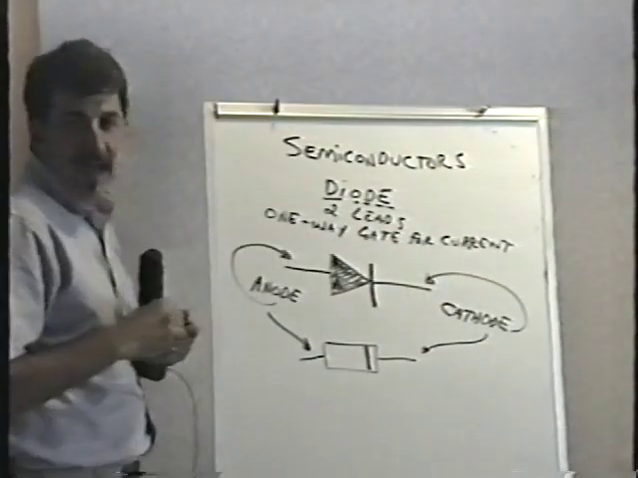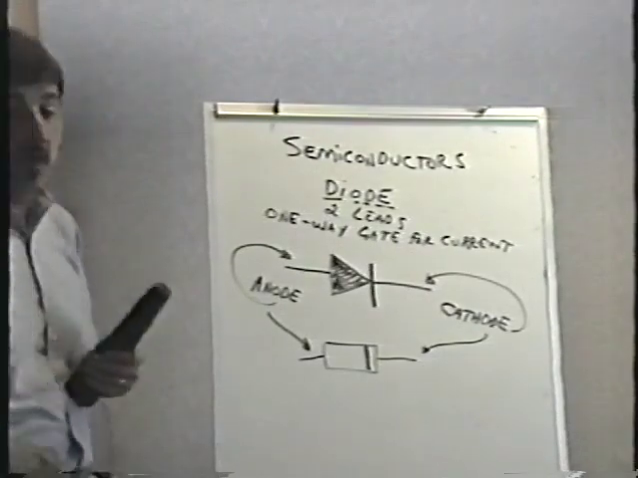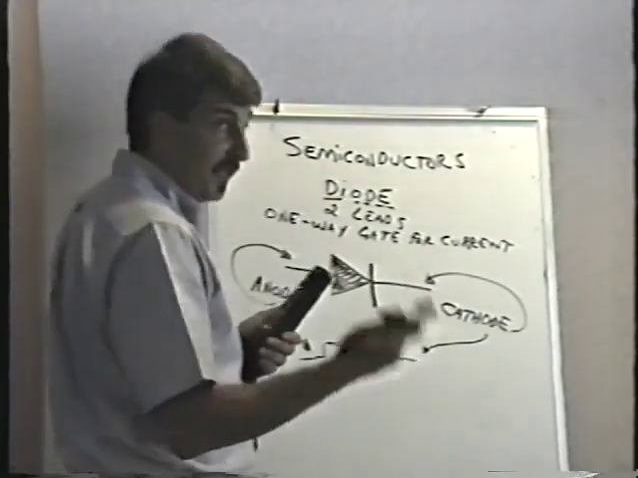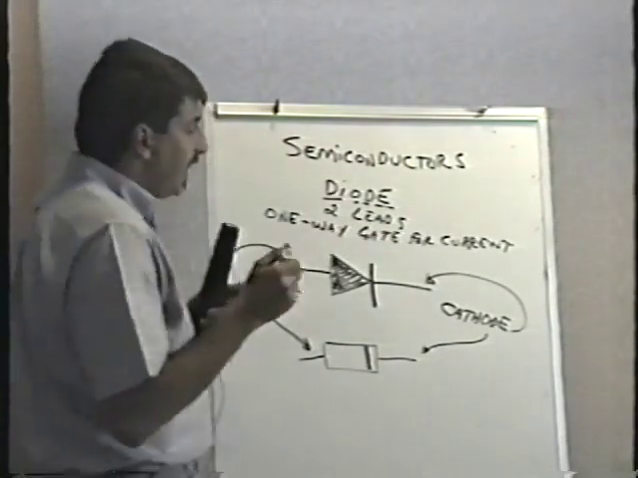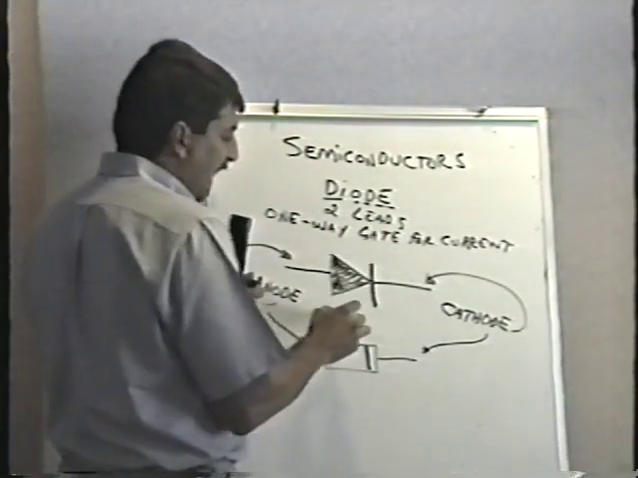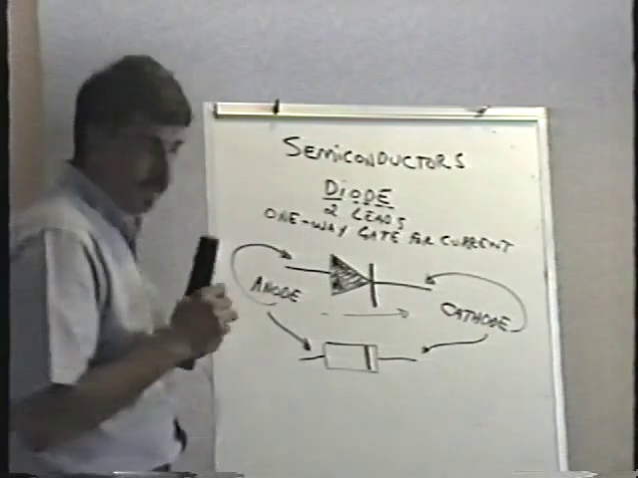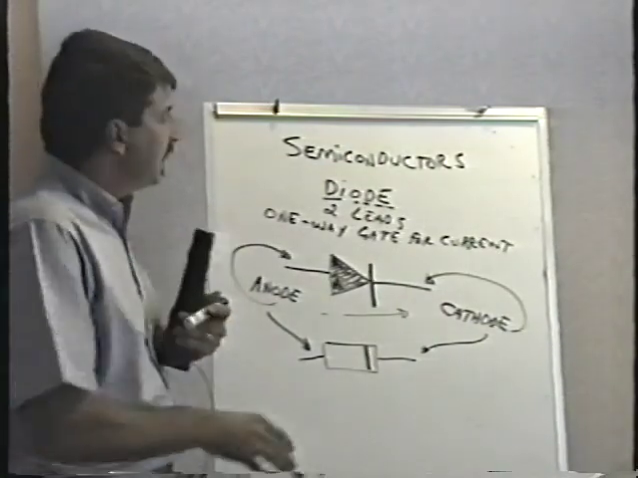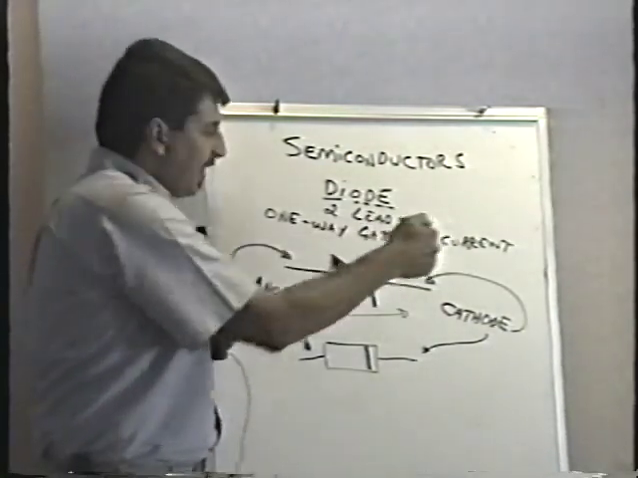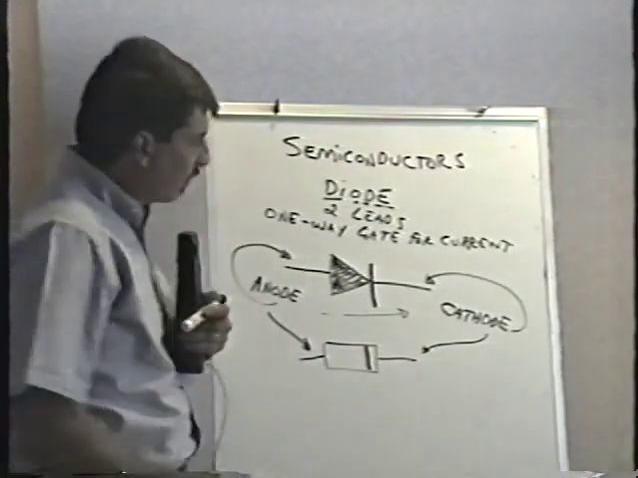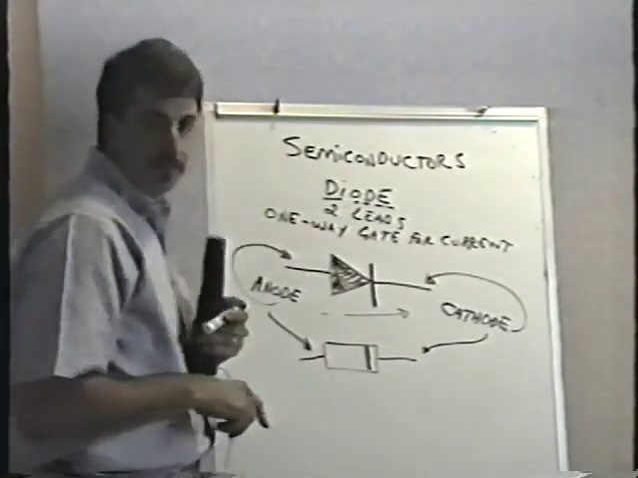According to the schematic diagram and according to the way we think of electric current flowing, conventional current from positive to negative, electric current only flows through the diode if it's going the same direction the arrow points, which makes a lot of sense. The current will only go through the diode in that direction. It won't go back the other way. It only goes through one direction.